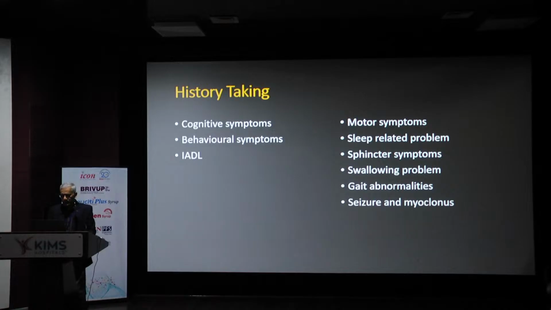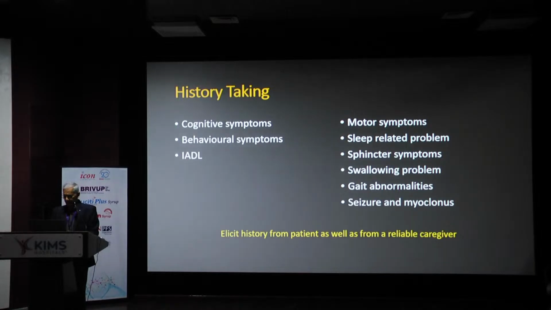And seizure and myoclonus. Patients who have been suffering from dementia for a long duration might have a seizure, but in a very subacute onset, a seizure and myoclonus suggest some diseases which are very rare, but may provide a clue to the diagnosis and may be treatable. Elicit history from the patient as well as from the caregiver.